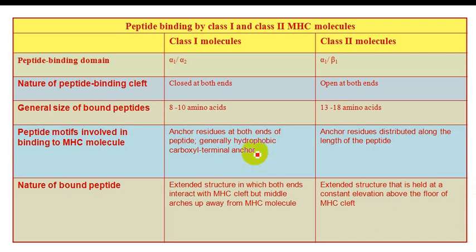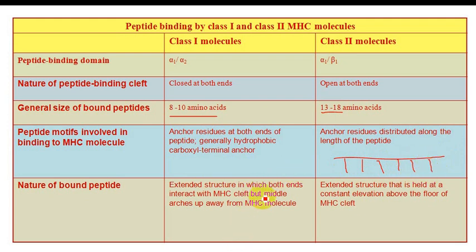General size of the bound molecule: in class 1, it is 8 to 10 amino acids; class 2 is 13 to 18 amino acids. Peptide motifs involved in binding the MHC molecule: in class 1 there are anchor residues at both ends, as I said, generally the hydrophobic carboxyl terminus anchor, and in class 2 the anchor residues are distributed along the length of the peptide, which I was explaining with my string example.